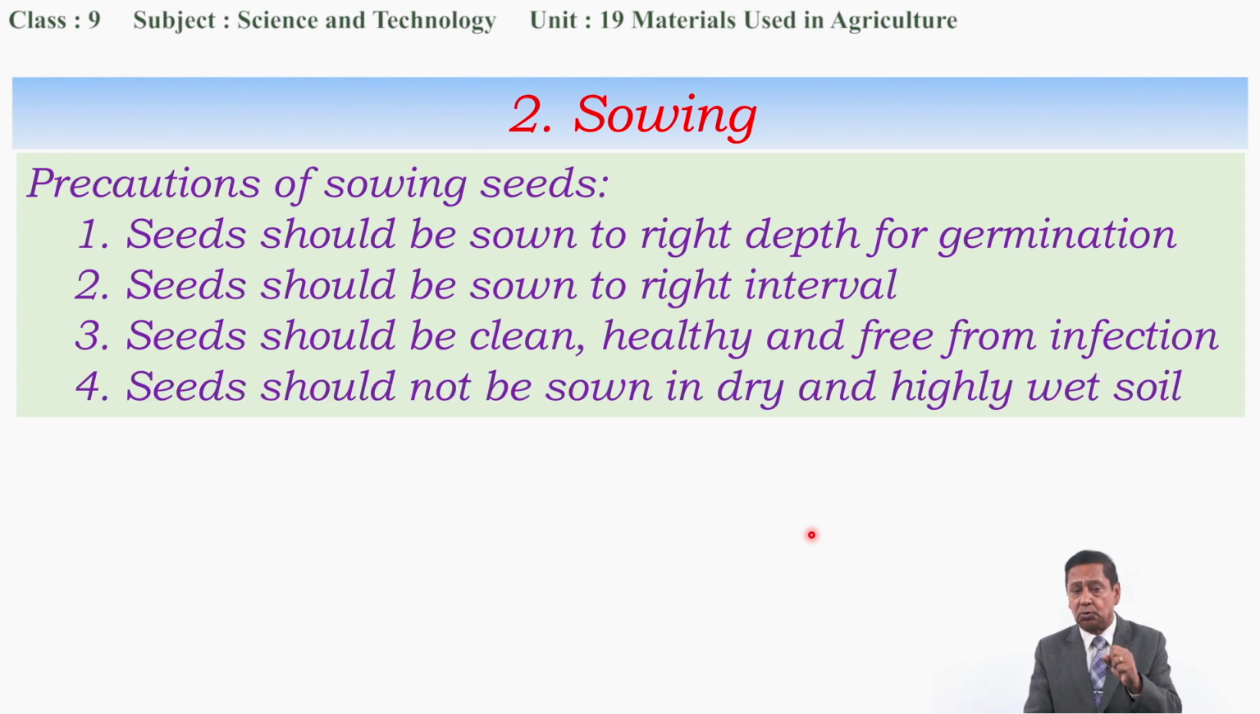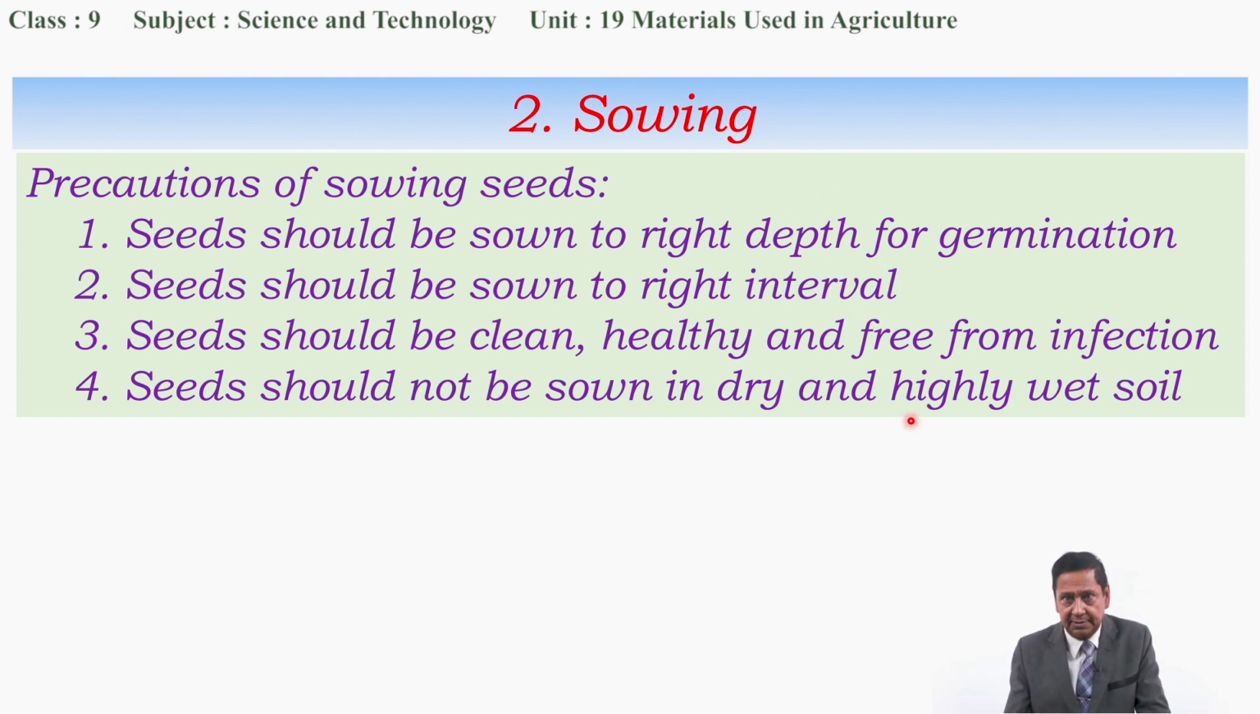Now, seeds should not be sown in dry or highly wet soil. If seed is sown in dry soil, then it won't grow, it won't germinate. If it is sown in wet soil, then what happens? Decay of seed may occur. These are the precautions which we should take while sowing the seed in the field.